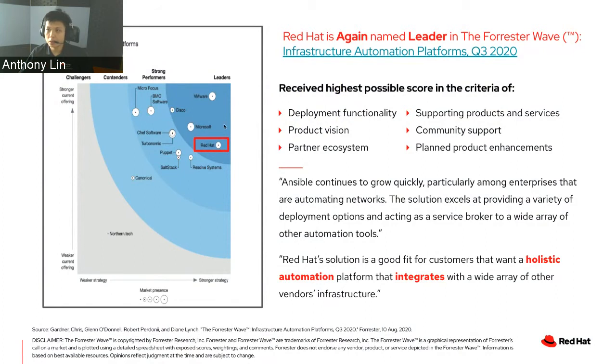You can see over here that VMware will be like the vRA. The Microsoft will be SCCM. The VMware will be the vRA. So those are the things that we are kind of aligned with as well, which is common in the industry today. So you can see that the Red Hat solution is a good fit for customers who want a holistic automation platform that can integrate with a wide array of vendors' infrastructure.